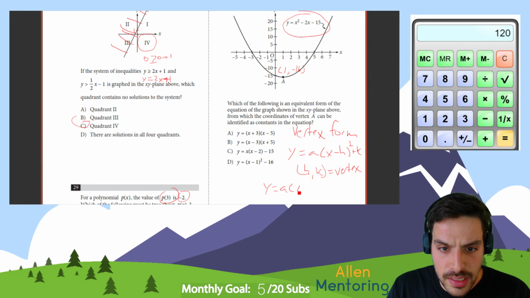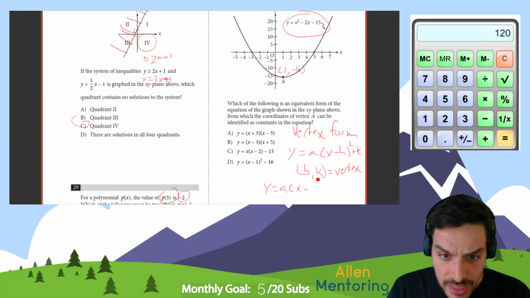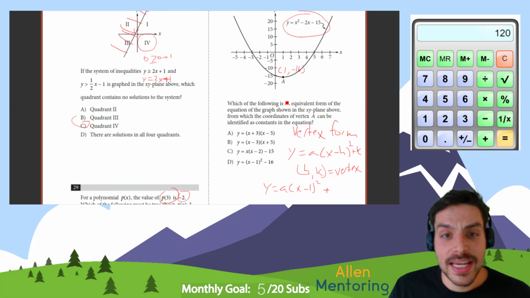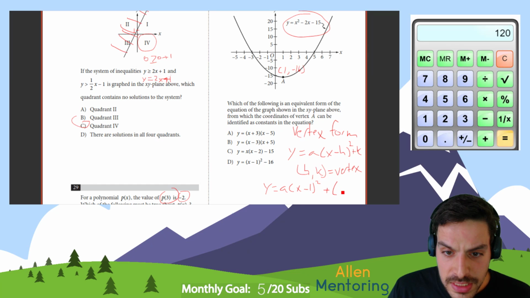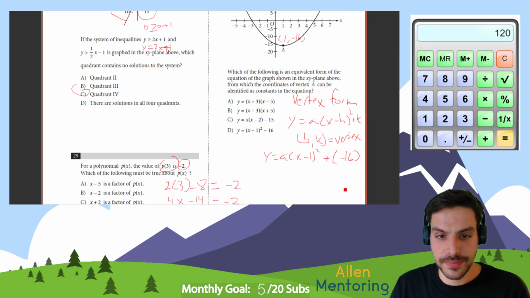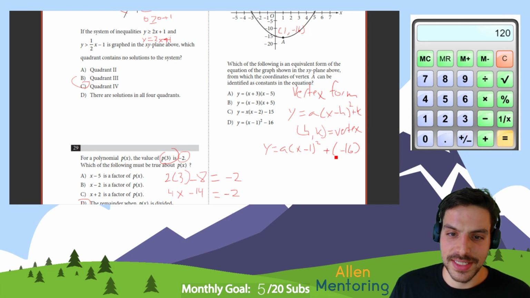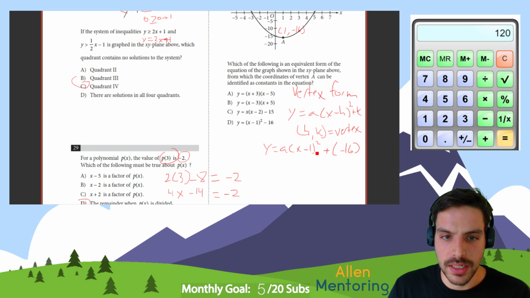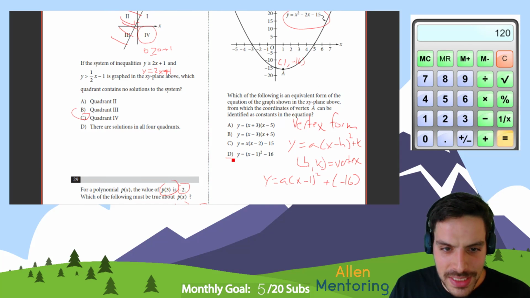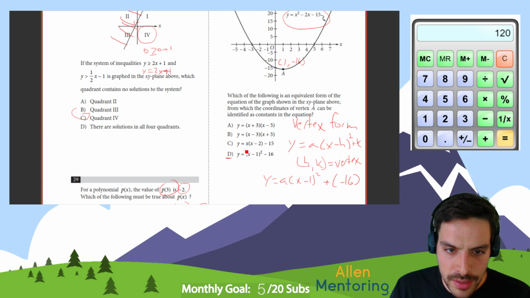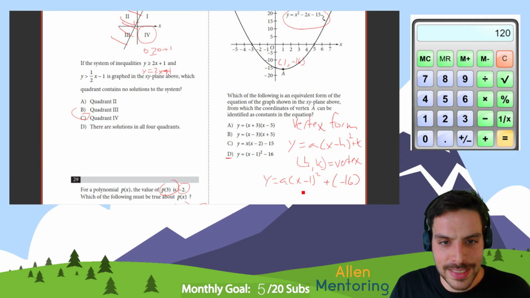So we're looking for something that looks like this: a times x minus 1, right? Because that's the x coordinate of our vertex, plus k, and k is -16. So we want to see something that looks like a times x minus 1 squared plus minus 16, which just means -16. And just looking at this, I see that D looks very much like this. The only difference is that a is equal to 1, so they don't even write it. But everything else looks exactly the same.